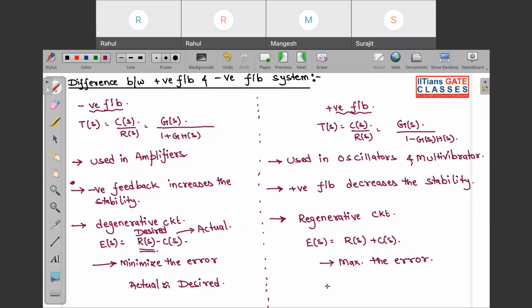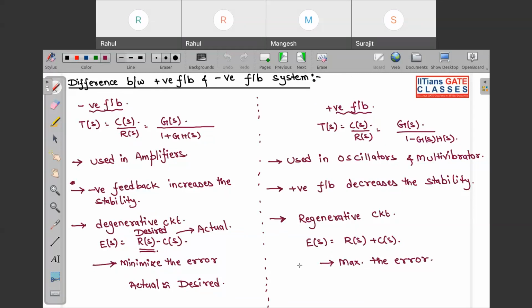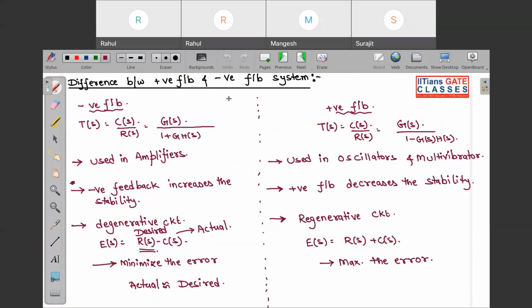Okay. So now there is one special case that we have, a special case in this negative feedback. I will draw it over here only.